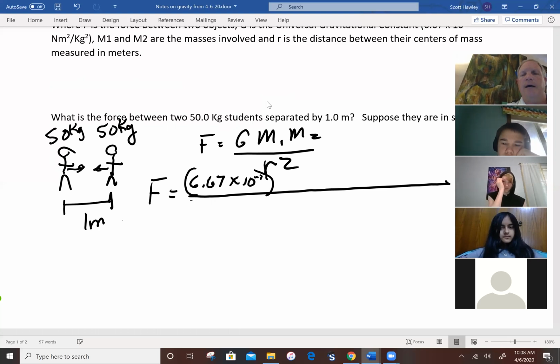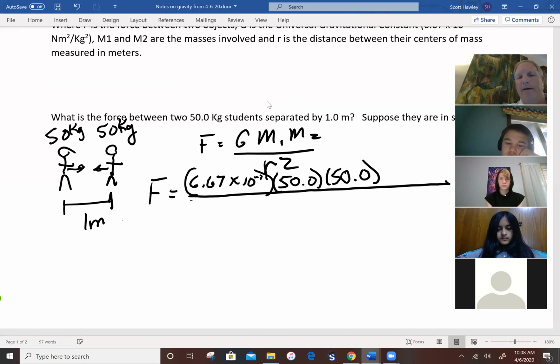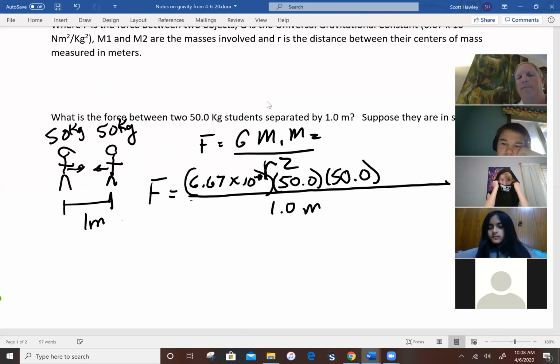Remember how we talked about that electromagnetism is way stronger than gravity? That number right there, the 6.67 times 10 to the negative 11th, makes gravity pretty weak. It shows how weak it is. The 50 times 50, that's M1 times M2. That's the mass of the two boys. Now they're separated by 1 meter, but you got to square that.